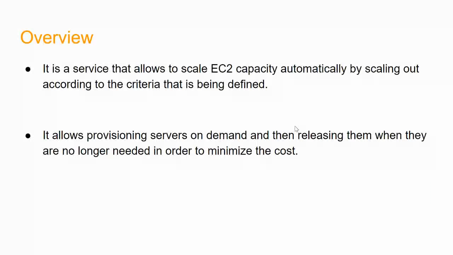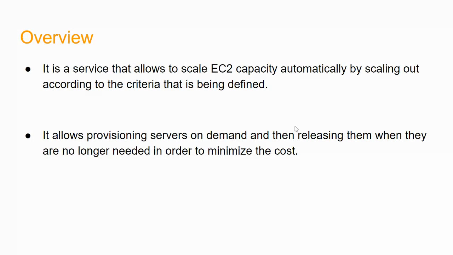So let's see the definition of what exactly auto scaling is. It is a service that allows you to scale EC2 capacity automatically, by scaling out according to the criteria that is defined. One of the key features which the cloud provides is scalability.